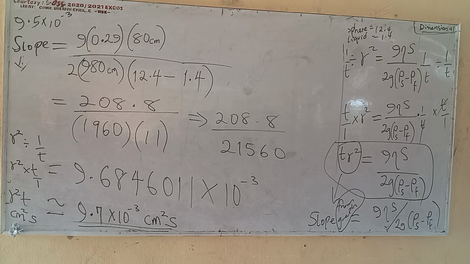of the graph. G is normally a constant 9.8 meters per second square. But because we are doing something in centimeters, you have to convert that 9.8.